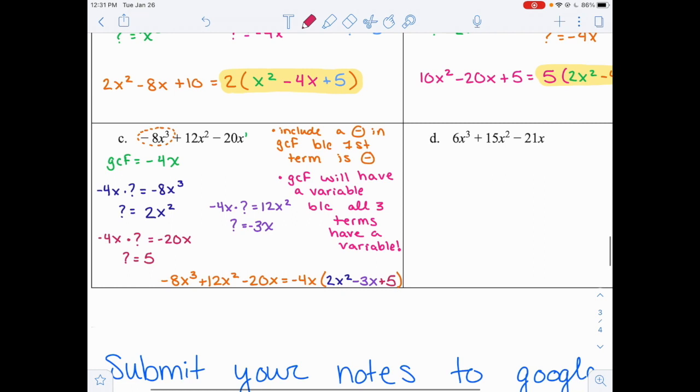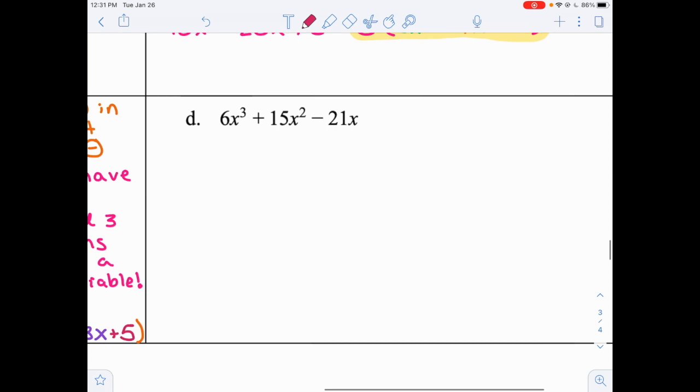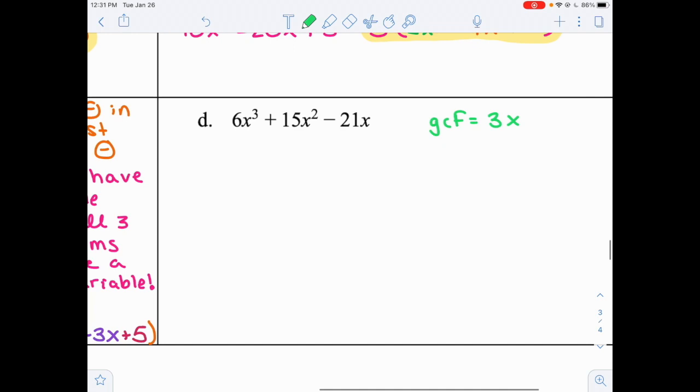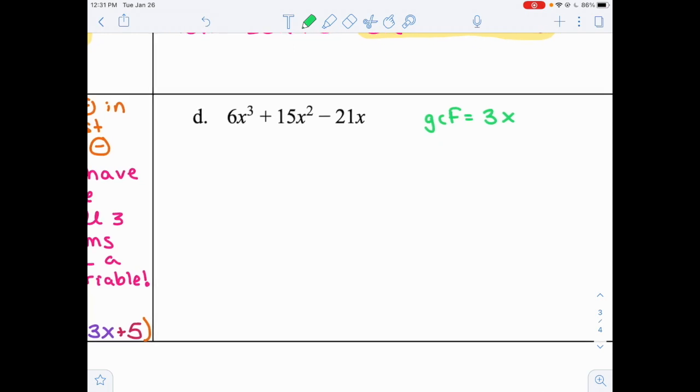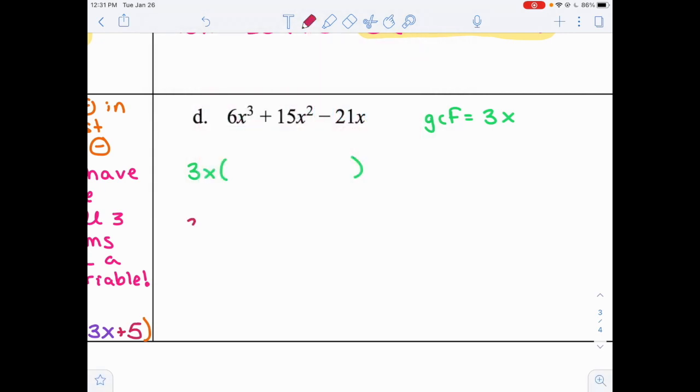And the last one, D. So it's very similar to C, there's just no negative. So the GCF is going to be, the greatest common factor is 3x. That's the largest number that can divide all 3, and then there is an x in each term. So we're going to have 3x times some trinomial to end up at the equivalent statement. So we want 3x times something to get me 6x cubed. That's going to be 2x squared.